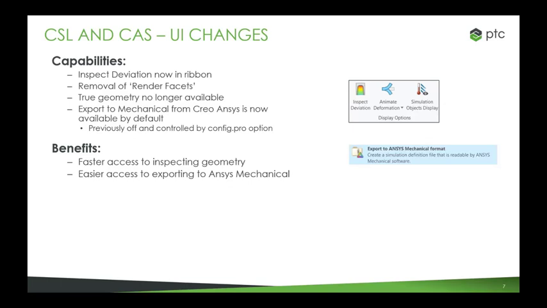Then we also have taken the export to Ansys Mechanical and made that a default now. It used to be controlled by a config.pro option. And obviously, since we can't see the solver geometry, we've taken the render facets away as well.